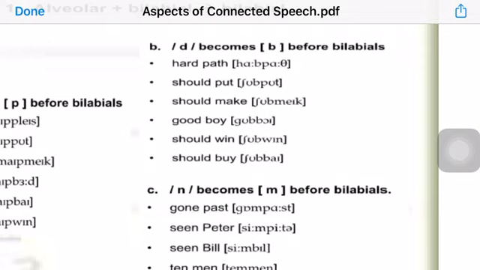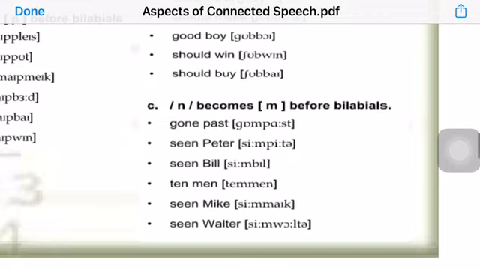Should make. Good boy, good boy. Another example, when the N, which is alveolar as well in terms of place, is changed into M, which is bilabial.